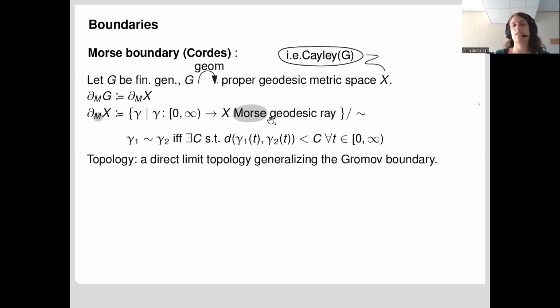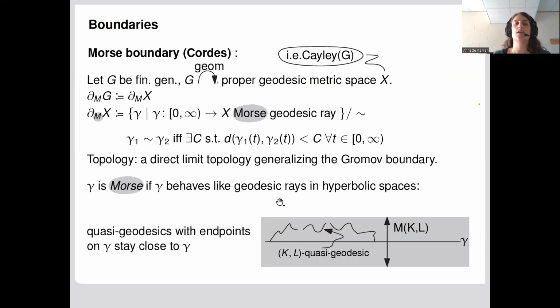So now we have to understand what Morseness means. A geodesic ray is Morse if it behaves like a geodesic ray in hyperbolic spaces. That means quasi-geodesics with endpoints on gamma stay close to gamma. More precisely, a geodesic ray gamma is Morse if each (K, L)-quasi-geodesic stays in an M(K, L)-neighborhood of gamma.